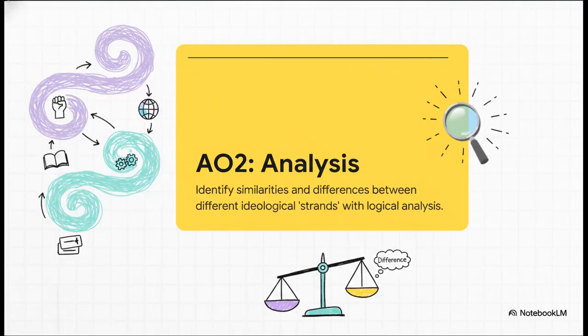Okay, so once you have that knowledge, AO2 is where you start putting it to work. This is where you actually do the comparison. You take the different strands of an ideology, like liberal feminism versus radical feminism, or individualist versus collectivist anarchism, and you don't just describe them side by side. No, you explain the logical links between their ideas. Why do they agree or disagree?